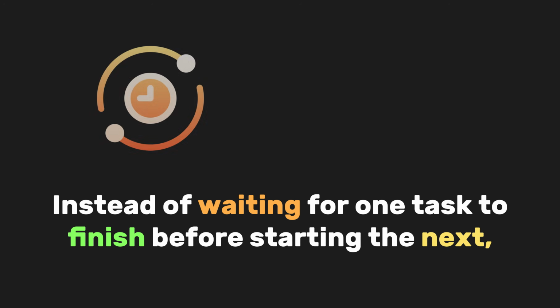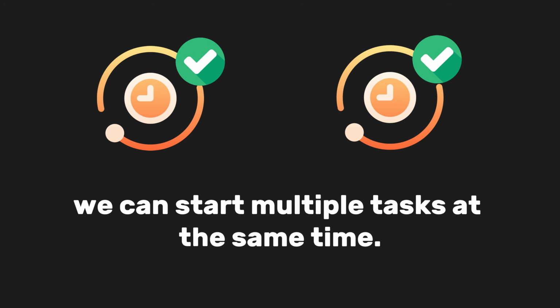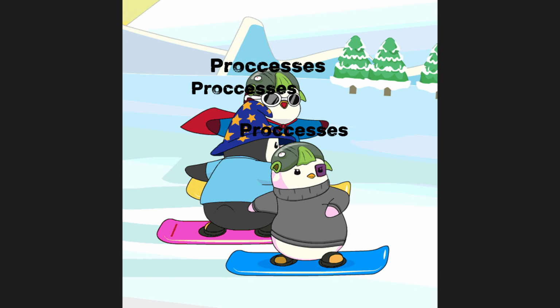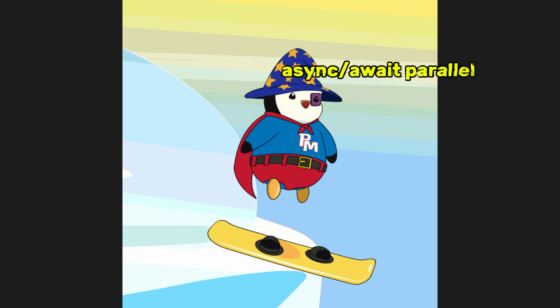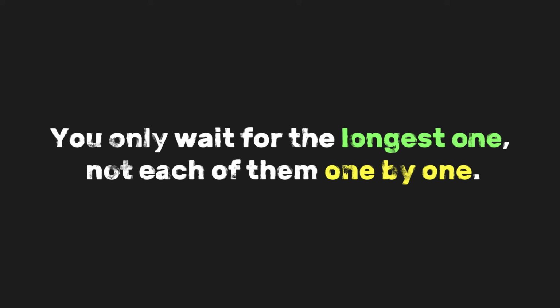Now, with Async Await, we can also run processes in parallel to save time and improve performance. Instead of waiting for one task to finish before starting the next, we can start multiple tasks at the same time. This, in turn, results in faster execution time, because tasks that don't depend on each other can run simultaneously. You only wait for the longest one, not each of them one by one.